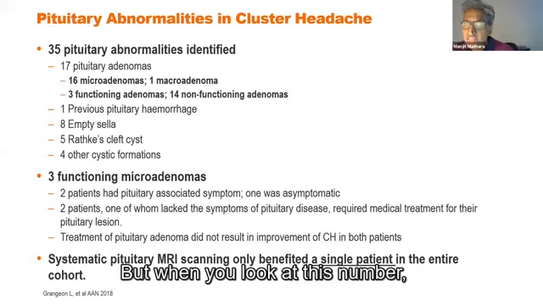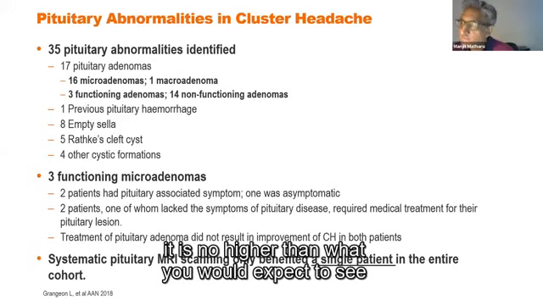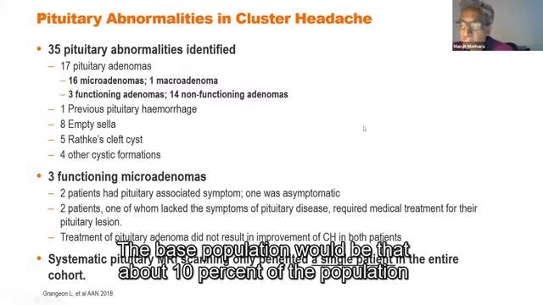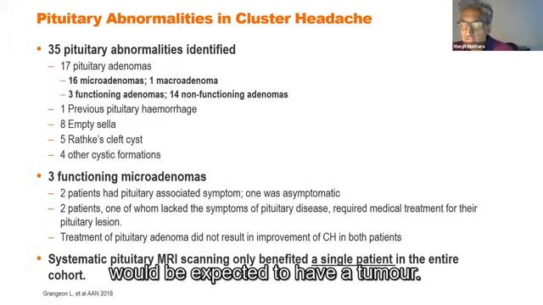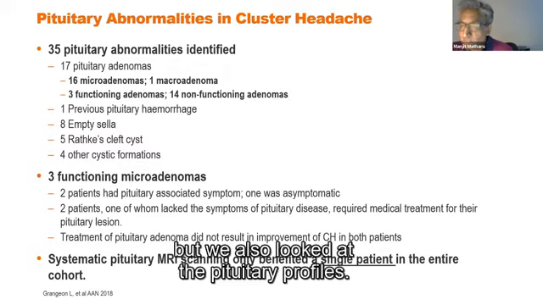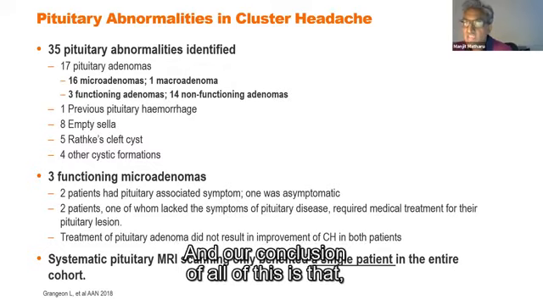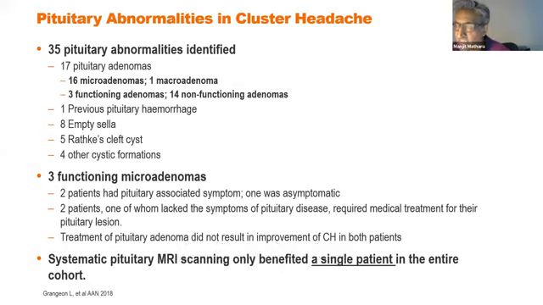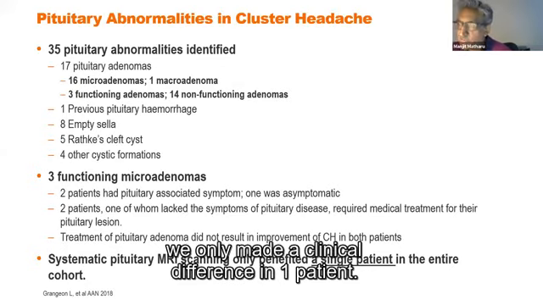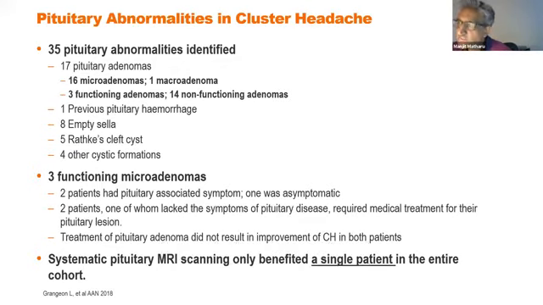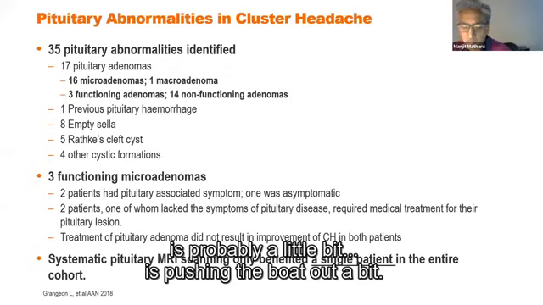But when you look at this number, it is no higher than what you would expect to see in the base population, where about 10% of the population would be expected to have a tumor. We not only did systematic pituitary tumor imaging, but we also looked at the pituitary profiles. Our conclusion is that despite having done well over 300 scans, we only made a clinical difference in 1 patient. So I think for us to turn around and say that all of these patients need pituitary imaging as well is probably pushing the boat out a bit.